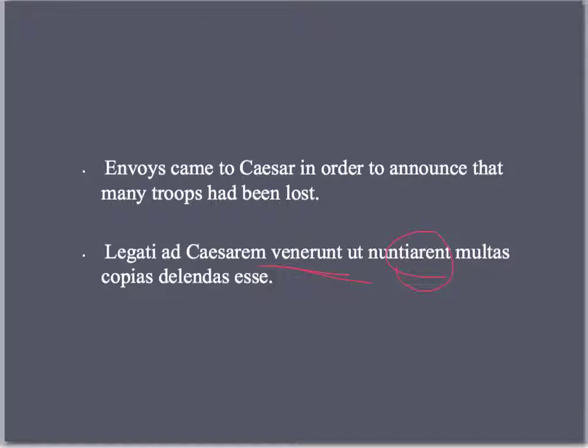Now this is a good sentence. Many troops, deleo, it's actually not delendas, I'm sorry, it should be deletas esse, in order to announce that many troops had been lost. It's actually an indirect statement, isn't it? Because they announced, a verb of saying or thinking, followed by accusative, multas copias, and it should then be deletas esse. As written, you've got a gerundive, which would actually mean, in order to announce that many troops needed to be lost.